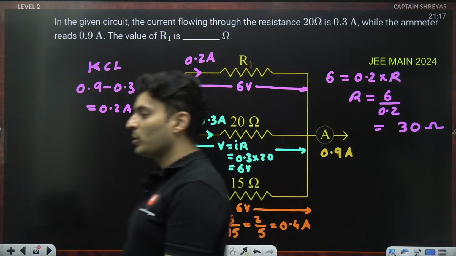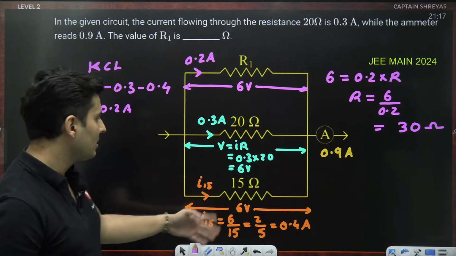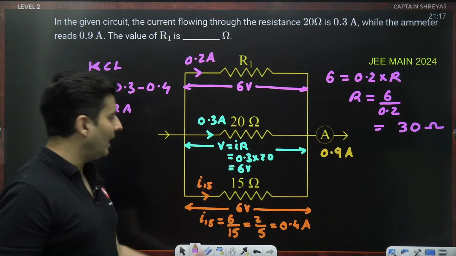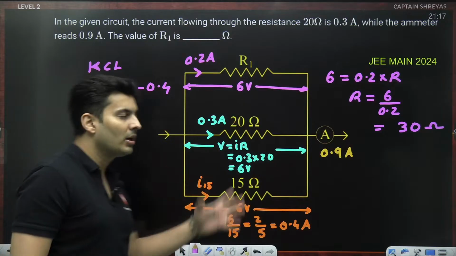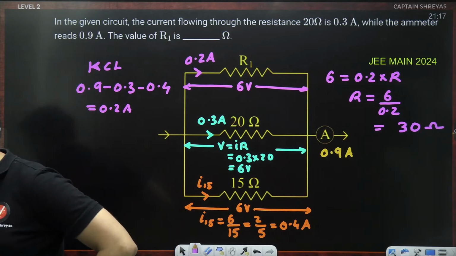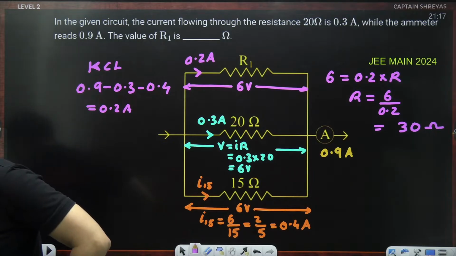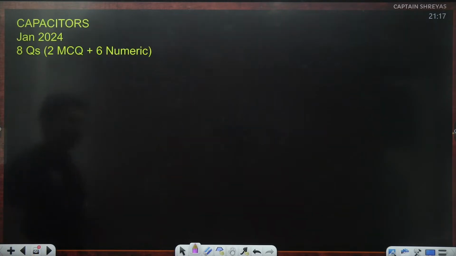What a beautiful question. Involves Kirchhoff's laws, involves the concepts of parallel circuits, also involves Ohm's law at so many different places. So the answer is 30 ohms. I hope you enjoyed this question. I hope this is absolutely clear. Very nice. Moving on to the next question. Wow, we have completed current electricity.